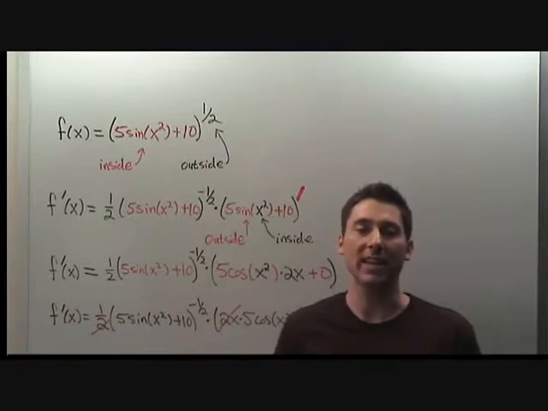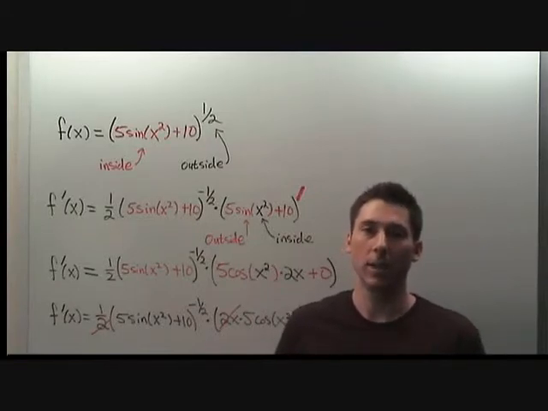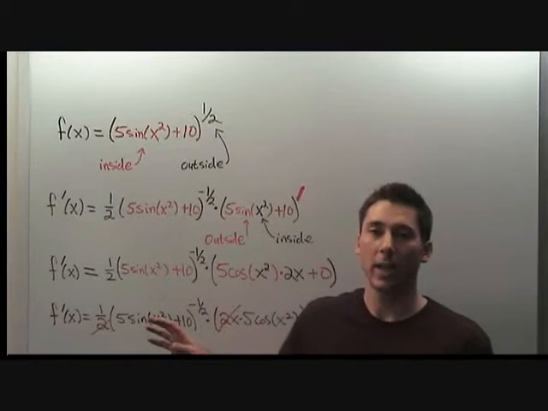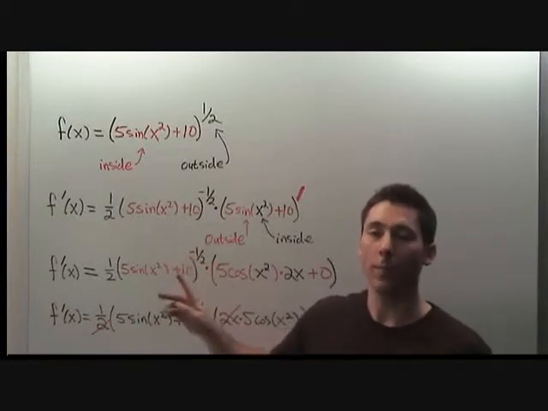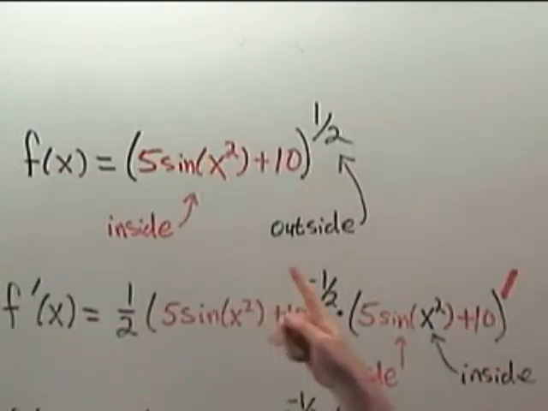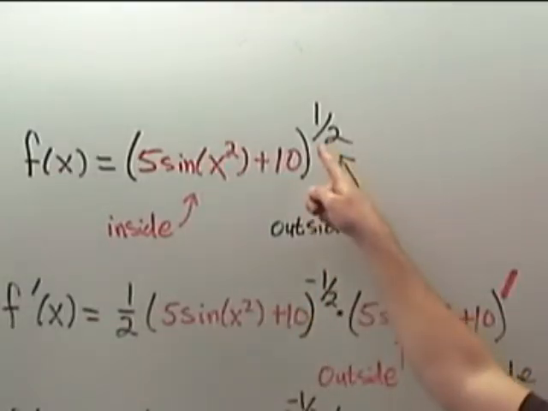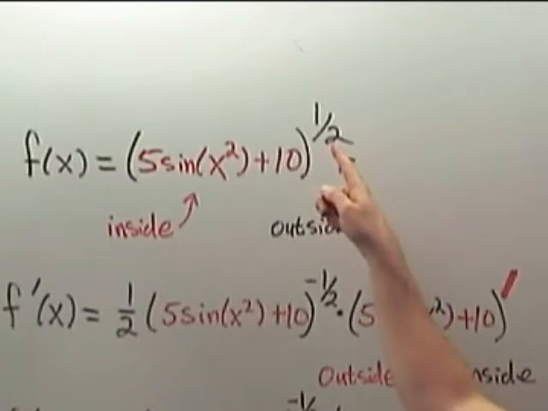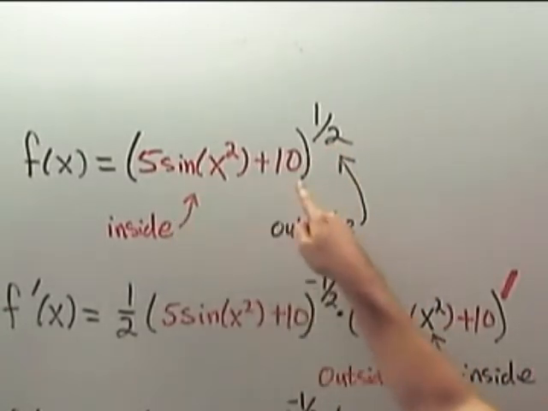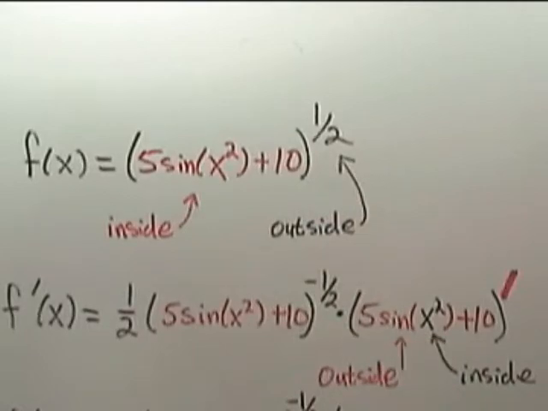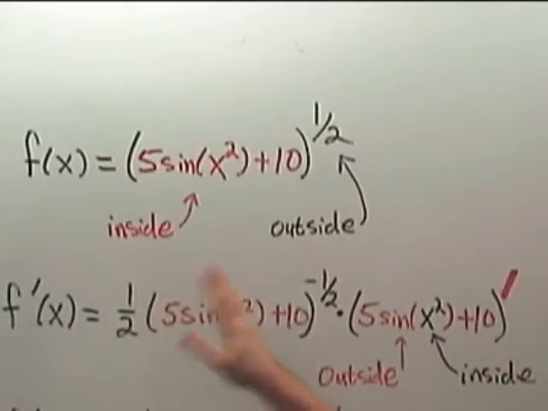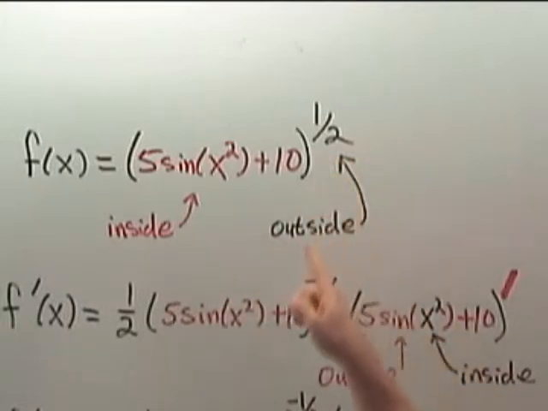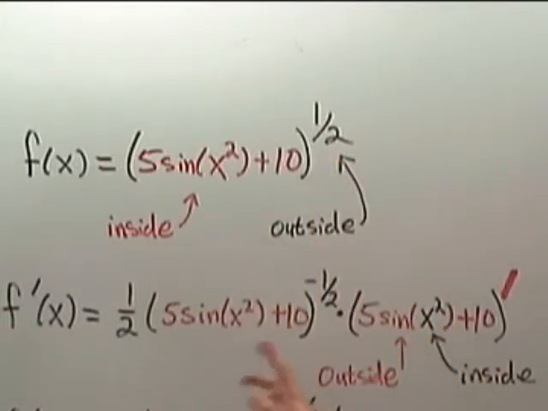Now we move on to taking the derivative of our function. Because we identified a composition of functions, we need to work from the outside in, one piece at a time. What that means is the exponent 1/2 is the outermost function, and all of this inside is the inner function. The chain rule says if we want to differentiate f, we need to take the derivative of the outside, leave the inside the same, and then multiply by the derivative of the inside.